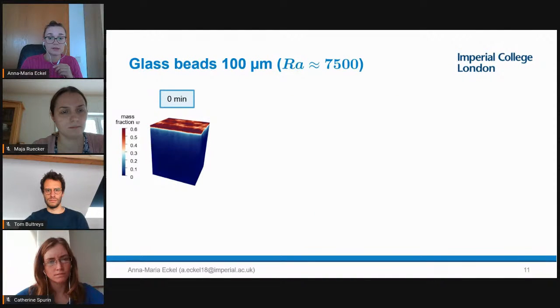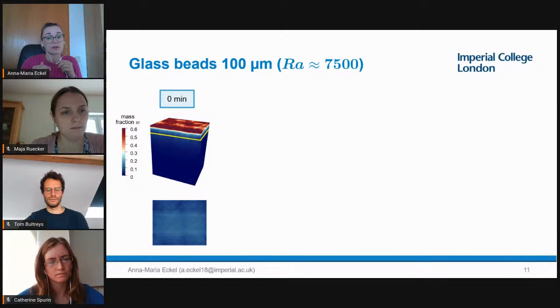In the shown CT image here, we used 100 micron glass beads, and the color bar represents the salt mass fraction. So at the top, the dark red represents the salt paste, and in the bulk, we only have water at time 0. Additionally, I extracted a horizontal layer right underneath the top, and there are no fingers at time 0.